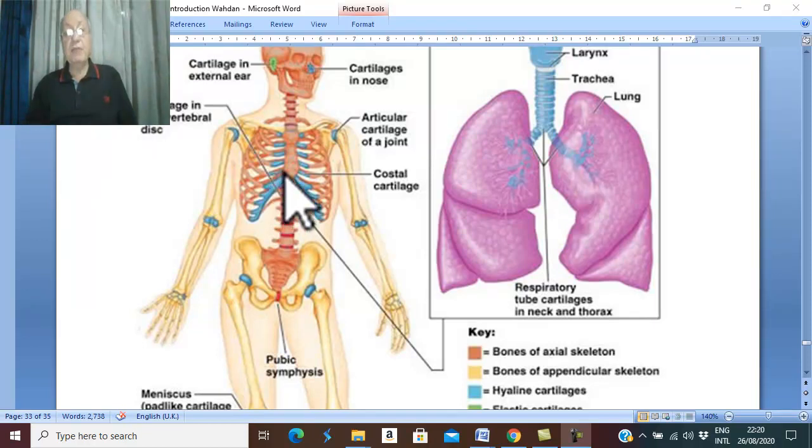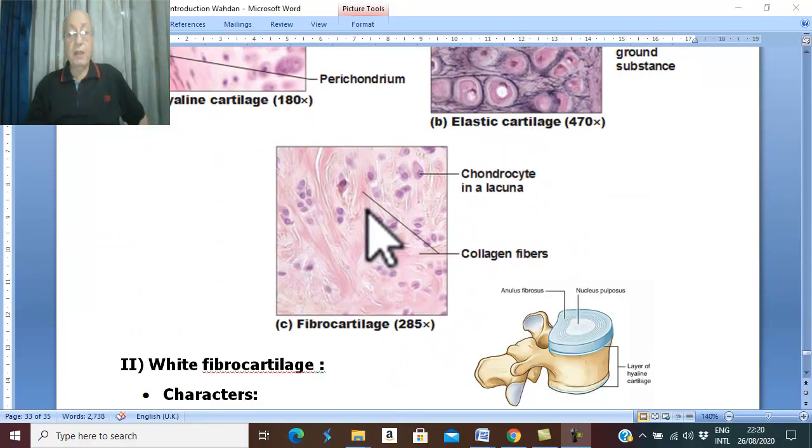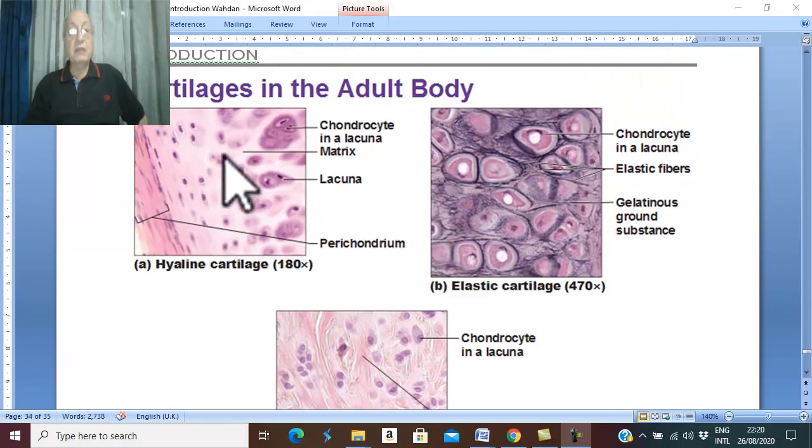Hyaline cartilage appears histologically like that: numerous small, rounded cells. And this layer around, as we mentioned before, is called perichondrium. Peri means around, chondrium means cartilage.